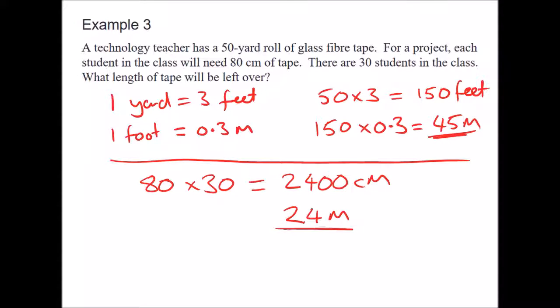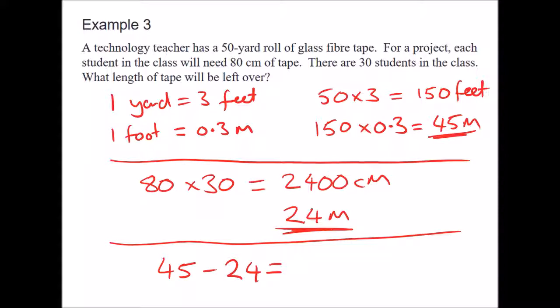So we know that there's 45 meters on the tape. We know that the students took 24. So if we do 45 take away 24, we're going to have our answer. There are 21 meters left of tape on the roll. Okay, good luck with the questions.